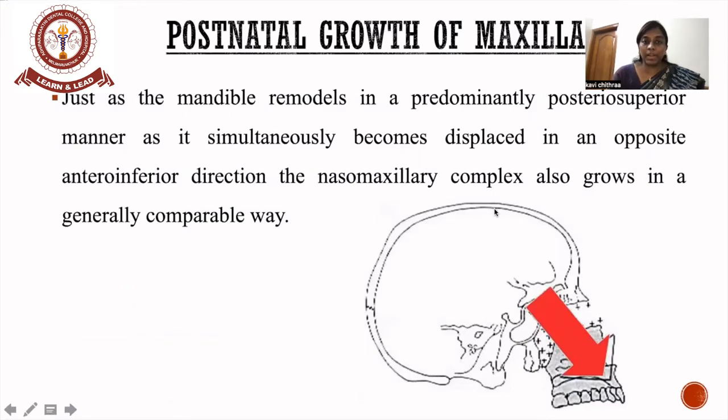So just as the mandible remodels in a predominantly posterior manner, the postnatal growth of the maxilla occurs by displacing it in an opposite antero-inferior direction. The nasomaxillary complex also grows in a generally comparable way, in which there is bone deposition on the cranial base, which actually translates the maxilla downwards and forwards.